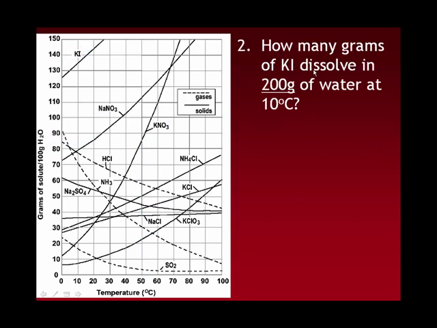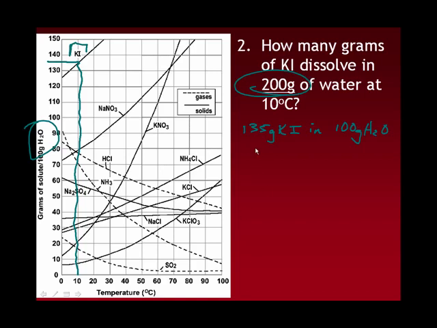How many grams of KI dissolve in 100 grams of water at 10 degrees Celsius? So here's my KI up here in the corner. I want 10 degrees Celsius down here at the bottom. Follow the line. Okay, and then take it across. And so that's 135 grams of KI. Now remember, this chart is for 100 grams of water. But we said 200 grams of water. So again, I would just double it, and so that's 270 grams of KI.